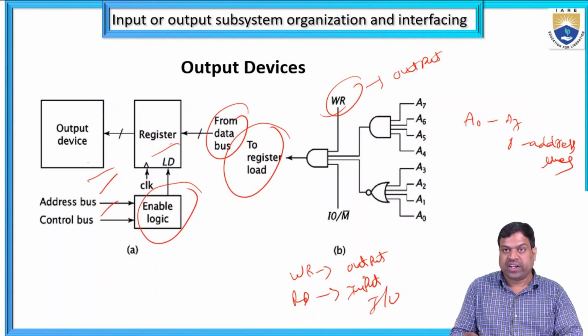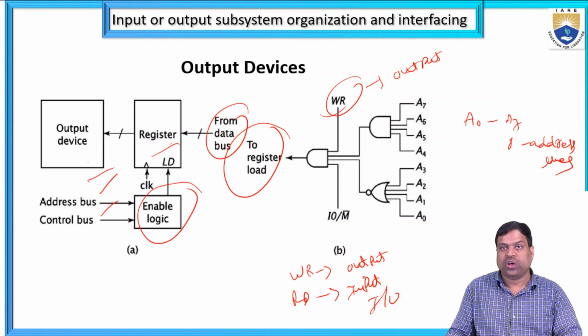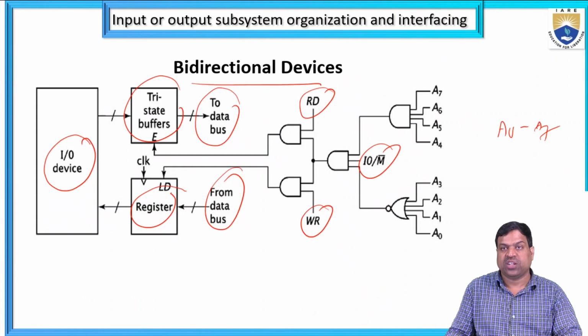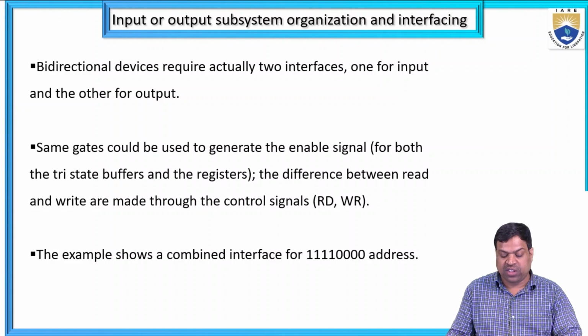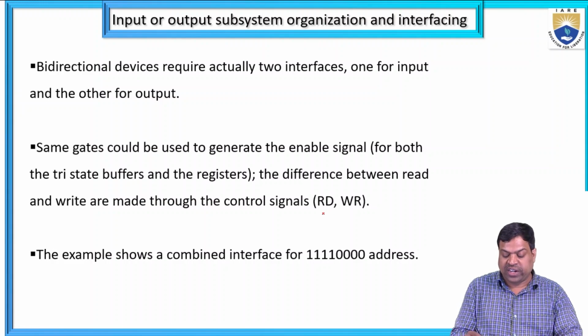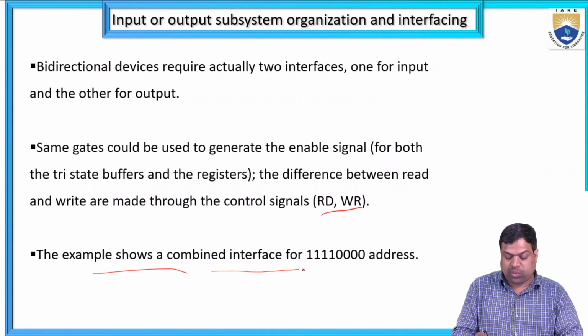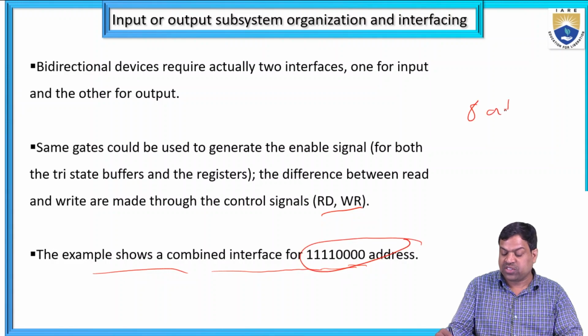So read and write operations are going on in parallel. That means it is a bidirectional device. Bidirectional devices actually require two interfaces, one for input and the other for output. The same gates could be used to generate the enable signal for both the tri-state buffer and the registers. The difference between read and write is made through the control signals read and write, and the examples are shown in combined interfacing, all 1s, 1111 to 0000. So these are the 8 bits, that means 8 address lines are there.